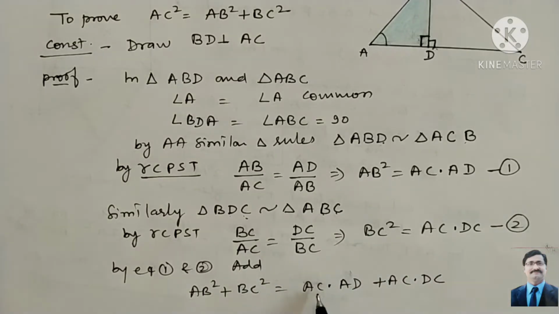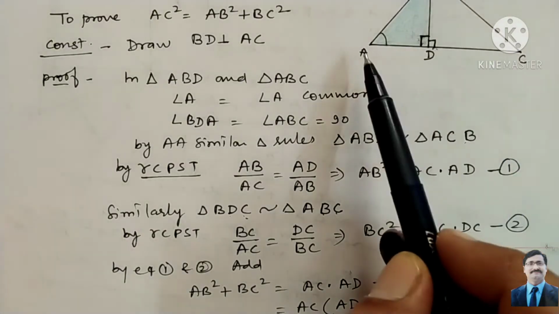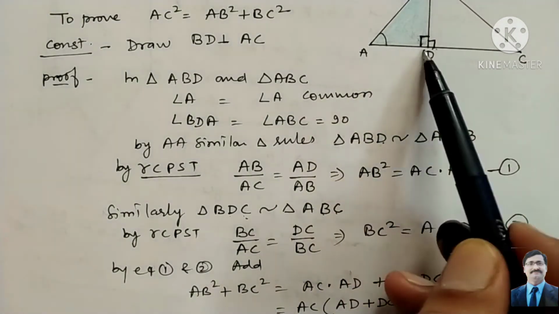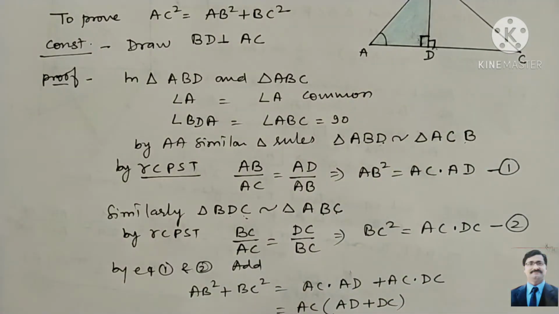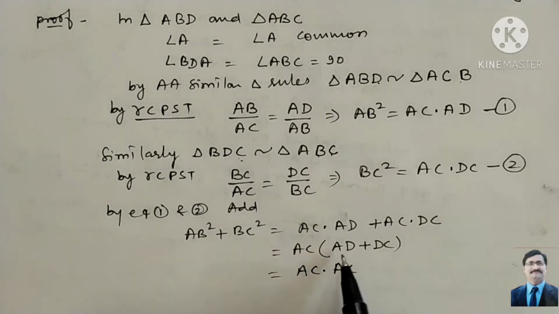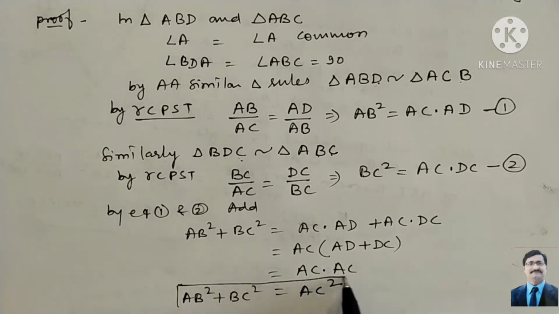Now we can check in the diagram. First we take AC common, so we get AC into AD plus DC. AD plus DC is also AC. So AC into AC gives AC square. So we have AB square plus BC square equal to AC square. This is what we had to prove here. So hence proved.